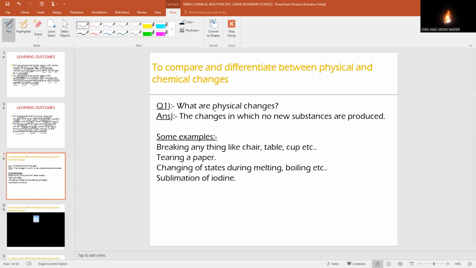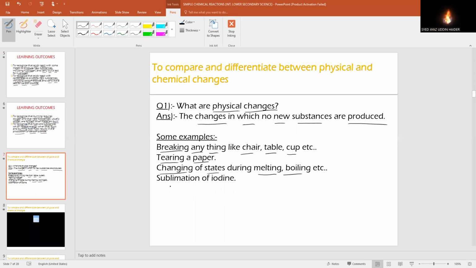What are physical changes? Physical changes are the changes in which no new substances are produced. Remember, you are not getting any new substances in these kinds of changes. Some typical examples from our everyday life include breaking anything like a chair, table, cup, etc. Tearing a paper, changing of states during melting, boiling, etc.